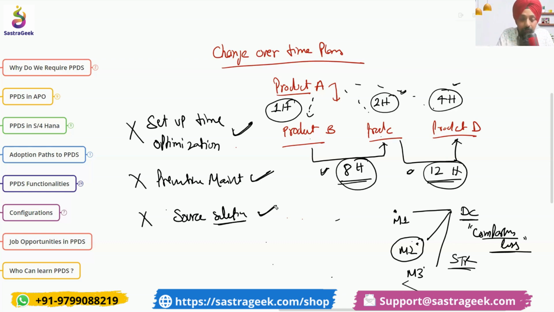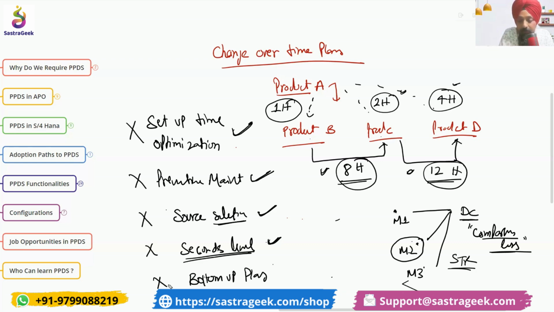PPDS can do the planning at the seconds level. Minutes and seconds are there, right? MRP cannot do that, but PPDS can do that planning. MRP cannot do your bottom-up planning.